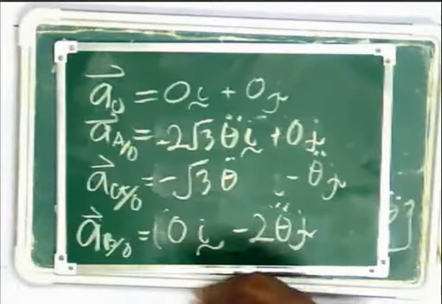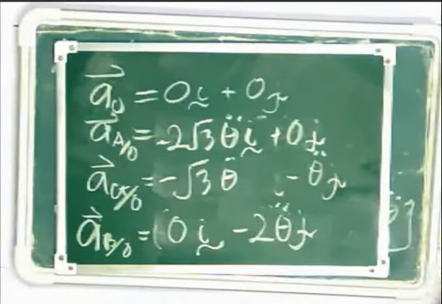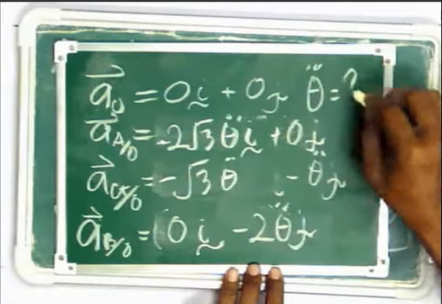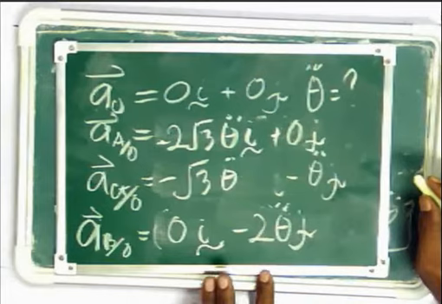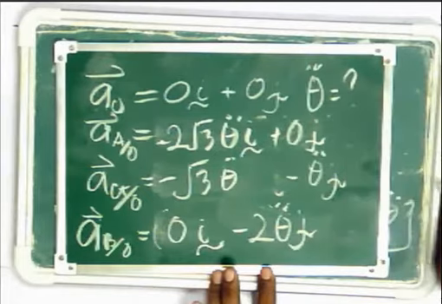As you can see, we cannot solve this problem yet because we still have the unknown theta double dot, which needs to be calculated with one of the methods that we learned in kinetics. So we try the force-mass-acceleration relationship to obtain the value of angular acceleration for the slender body.